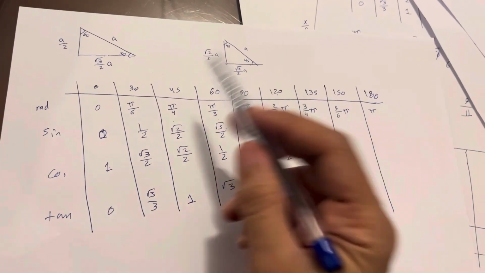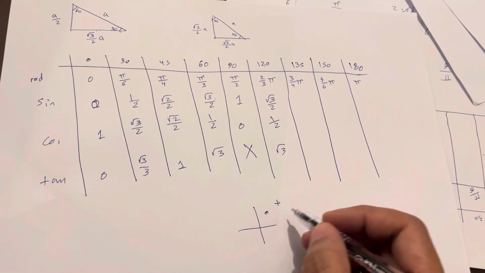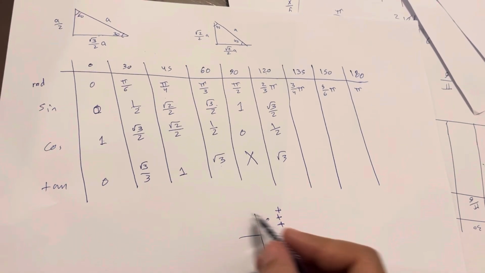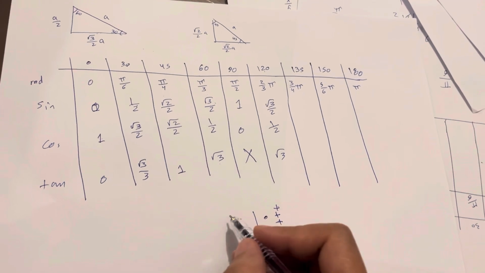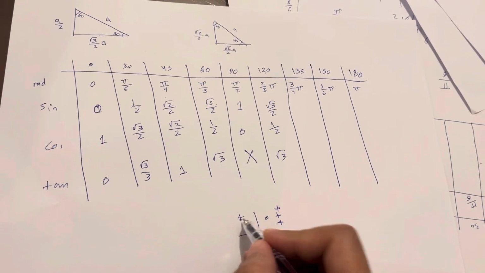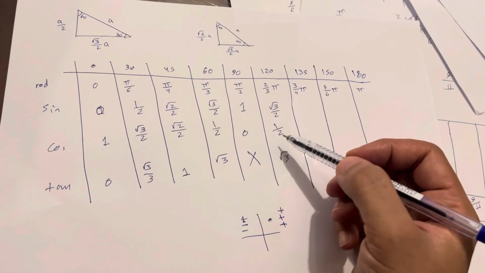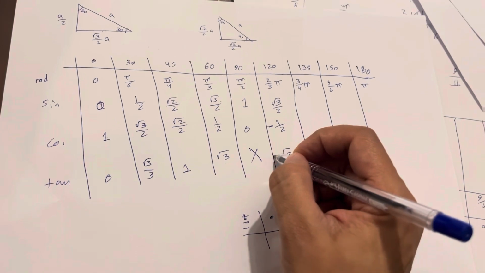But the 120 is in the second quarter. You see, your 60 is here, so the sine is positive, the cosine is positive, the tangent is positive. The 120, which is the supplementary of the 60, it will lie here. So your sine is positive, cosine negative, tangent negative. So the only thing you need to do is to change the sign. So your cosine will be negative, your tangent will be negative.